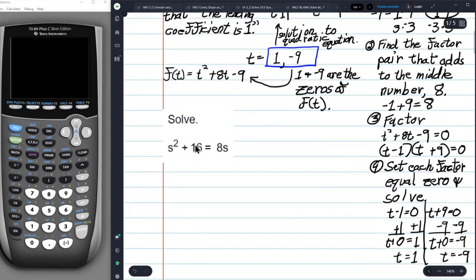And now that I have all this stuff written out, let me make a little separator there.